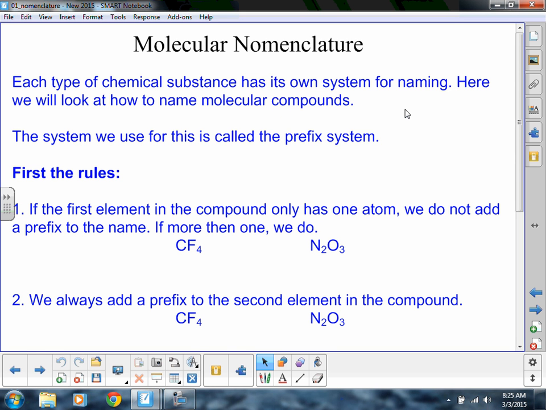So the rules for naming molecular compounds. Number one, if the first element in the compound only has one atom, we do not add a prefix to the name. And if there is more than one, then we do. So in the prefix system, we use prefixes to indicate the relative number of each type of atom in the compound, which is something that we did not do for ionic compounds.